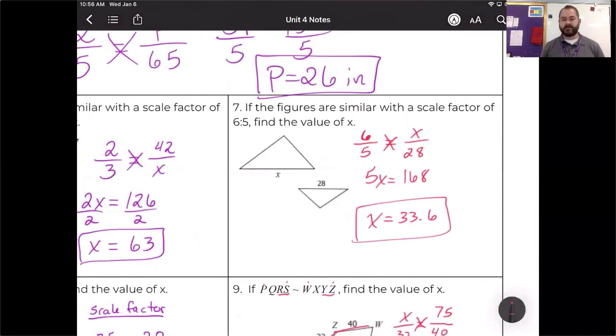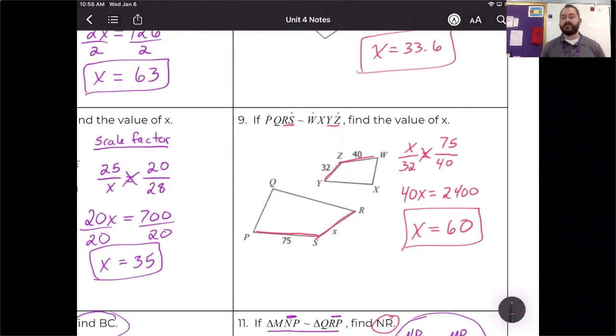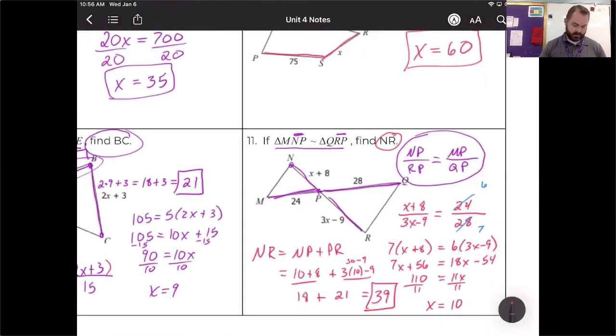On 7, you should get x is 33.6. On 9, you should get x is 60. And on 11, you should get x is 10. So NR is actually 39. You have to plug into both of these and then add your results to get the total for NR.